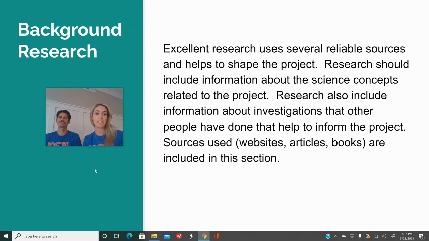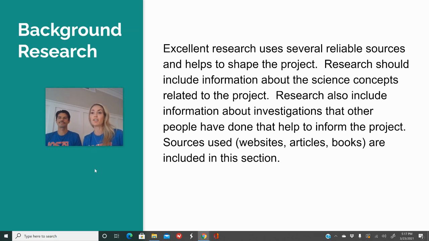On this slide, you're going to present the background research. Excellent research uses several reliable sources and helps to shape the project. Research should include information about the science concepts related to the project. Research also should include information about investigations that other people have done that help to inform your project. You need to have various sources, and you might choose to use websites, articles, or textbooks. You would include all of this in this section.